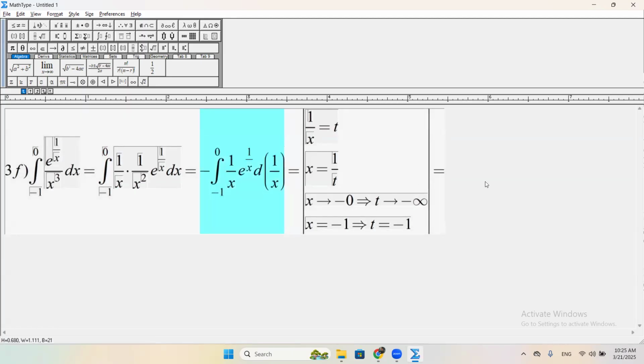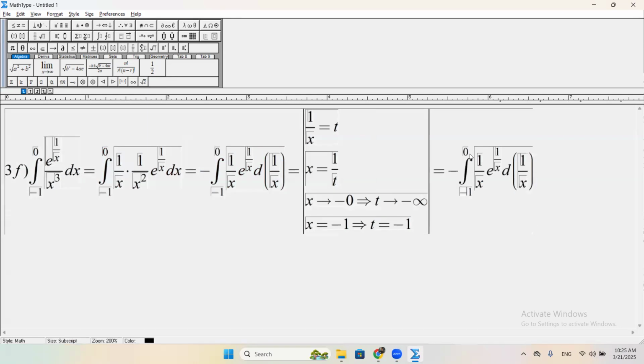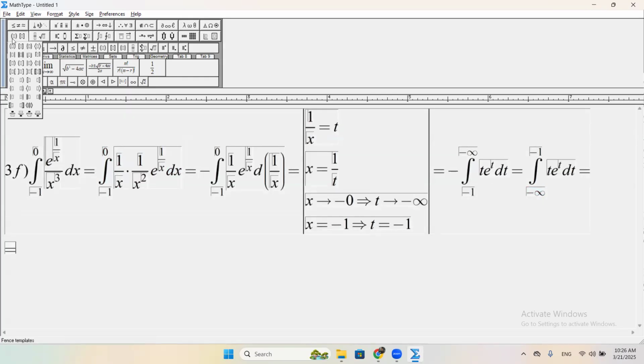So let's rewrite this integral. From -1 to -infinity here, and t by exponent of t dt. Now let's turn over the bounds of integration, and we will remove the minus. And actually, it is more convenient to integrate from less to greater. Then let's do the integration by parts.